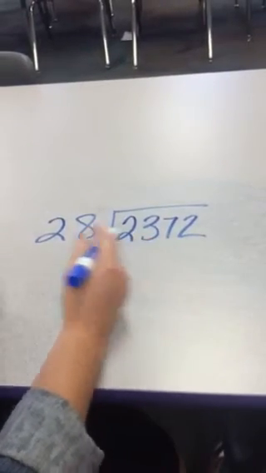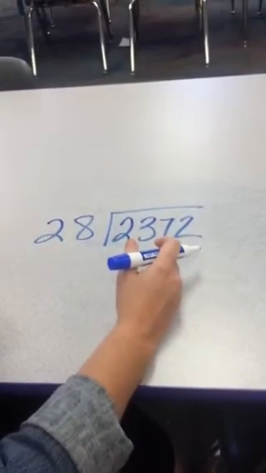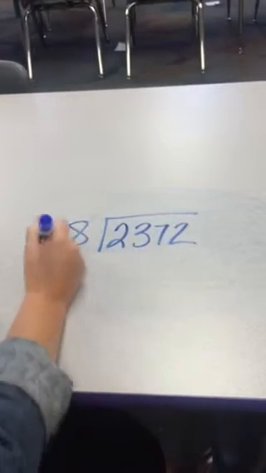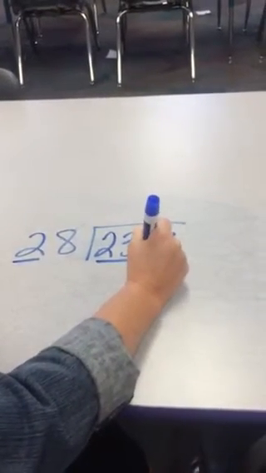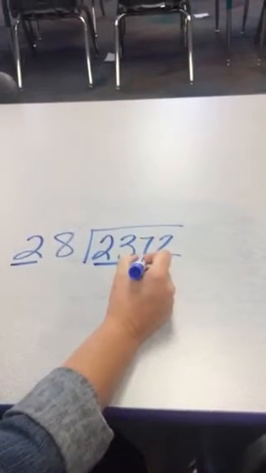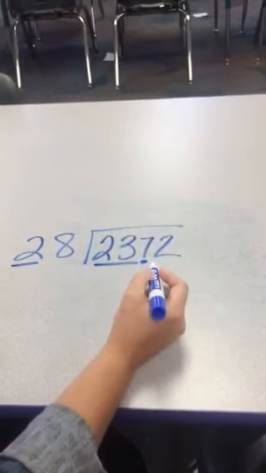Okay, so I'm going to just do a tutorial video to remind you what we did in class today. First, we want to underline the 2, and then we want to underline the 23 and put a dot under the 7. That dot just tells us where we're going to start our quotient.